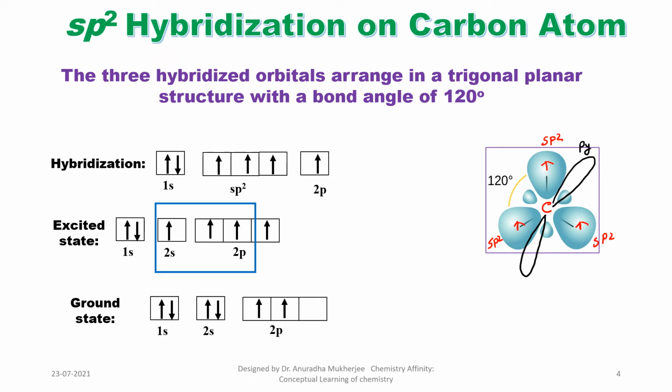Let's assume it's a py. So py also contains 1 electron. So this is the molecular structure of the carbon which gets hybridized, sp2 hybridized. So this carbon is sp2 hybridized. That's their bonding pattern. So now let me take a simple molecule.